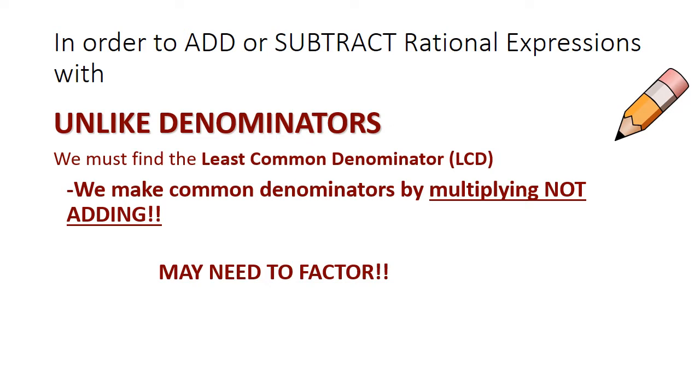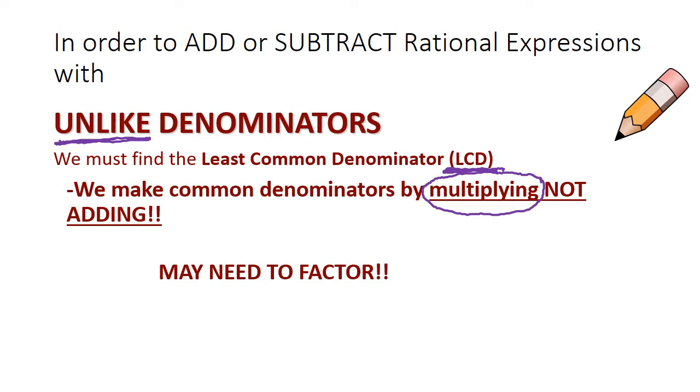So once again, you guys, you have to have this in your notes, please, in order to add or subtract rational expressions with unlike denominators. Okay, we're working with unlike denominators. First thing you must find is your least common denominator or your LCD. I'm going to write LCD all the time. So you have to find that least common denominator. We're making common denominators by multiplying, not adding. That's very, very important. We're going to be doing a lot of multiplying. Okay. And once again, like always, you guys, factoring will be involved.